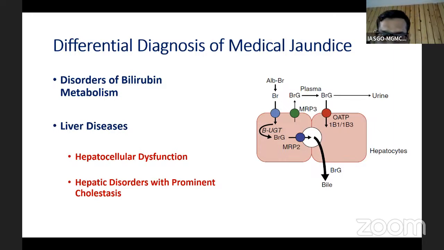So most of the bilirubin is drained outside via the bile. Some of it is reabsorbed into the plasma by MRP3, and some of it re-enters the liver cells by OATP, and the others are excreted via glomerular filtration.